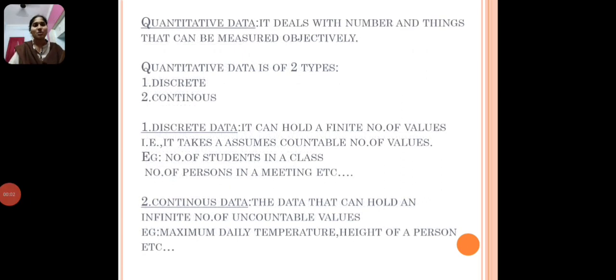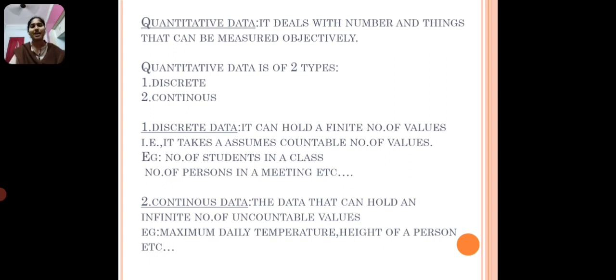Quantitative data deals with numbers. The data which is counted or measured is quantitative data. We can measure or count it, or perform some calculations on it, in order to get some conclusions out of it. Quantitative data is of two types, discrete data and continuous data.